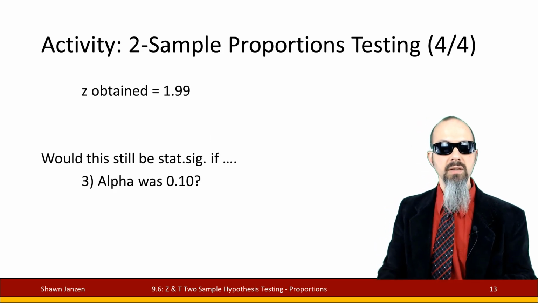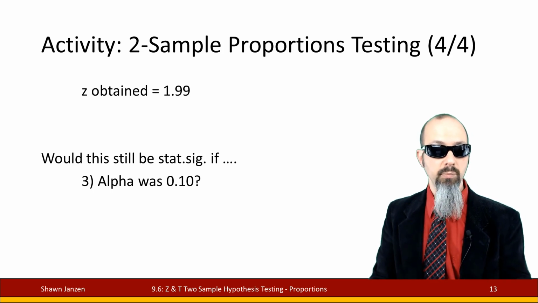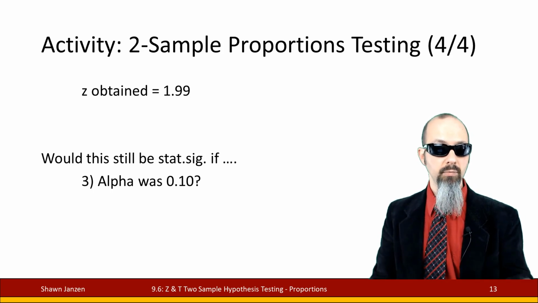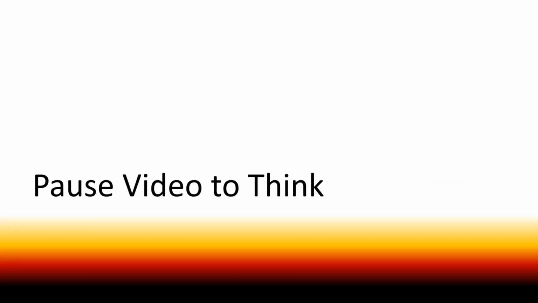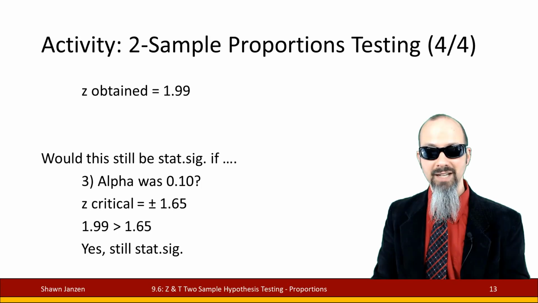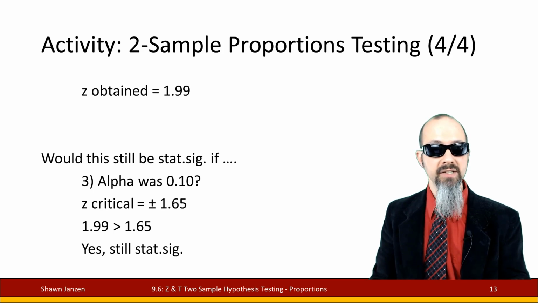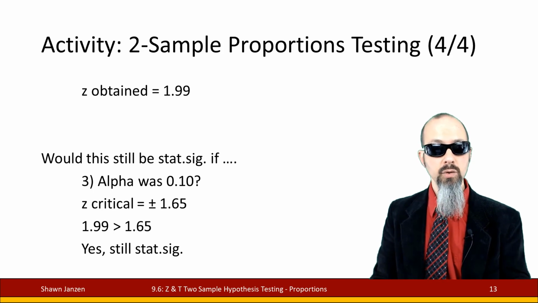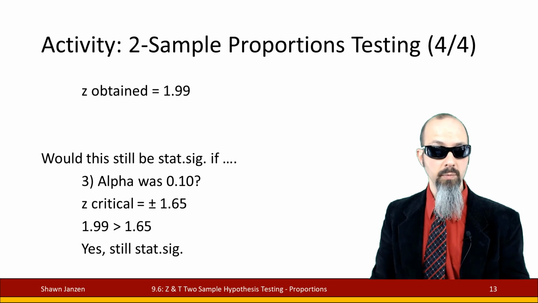So let's ask about the third question. Would this still be statistically significant if alpha was 0.10? So we're talking about a two-tail 0.10. Go ahead and pause the video for a moment and come back when you're ready. Okay, so now that you're back, what we have is a z-critical of 1.65 plus or minus. Why is it 1.65? Because this case is a two-tail alpha 0.10, so we split alpha in half at 0.05 on each side, and if you look up the z-scores at probably 0.05 and 0.95, we come up with plus and minus 1.65.